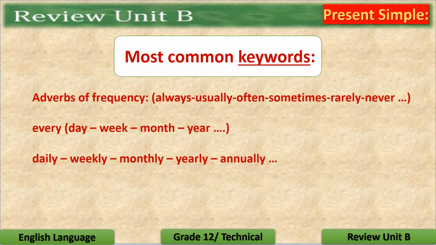The most common keywords for the present simple are, of course, adverbs of frequency, such as always, usually, often, sometimes, rarely, never, and so on. Also, we have every day, every week, every month, every year, and so on. Or daily, weekly, monthly, yearly, annually, and so on.